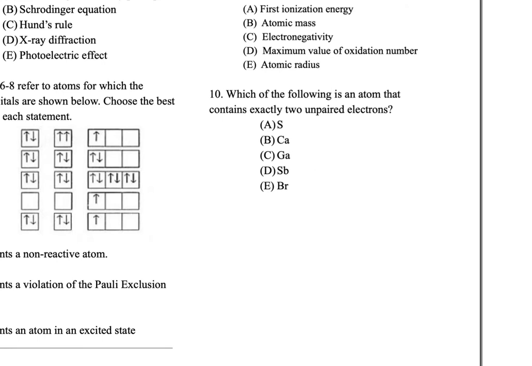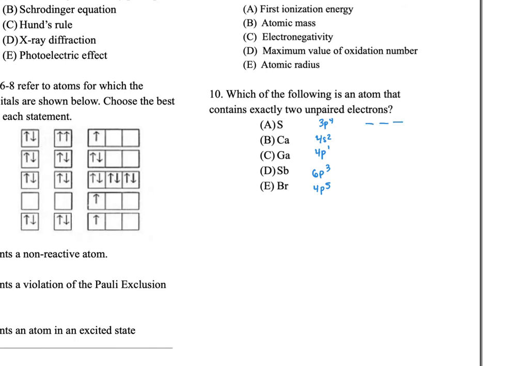So if you have any questions about any problems you missed here, feel free to talk to me during office hours. Let's just talk about number 10, which contains exactly 2 unpaired electrons. Well, we know we can look at the farthest orbital and sublevel for the unpaired electrons. So sulfur ends with 3p4, calcium ends with 4s2, gallium is 4p1. Antimony is 6p3 and bromine is 4p5. And so we want exactly 2 unpaired electrons.